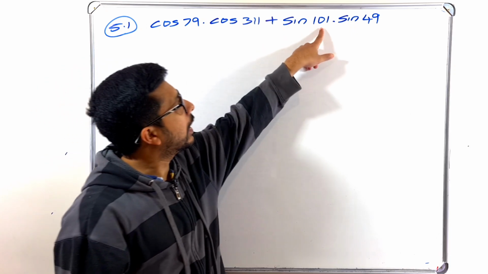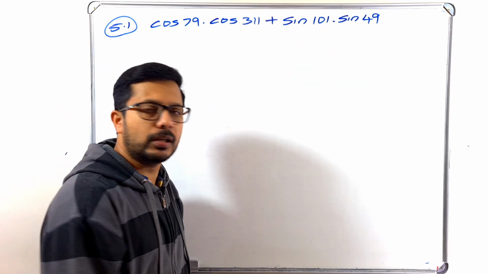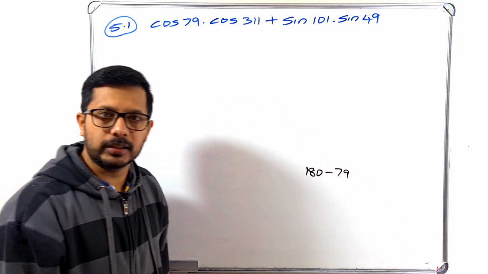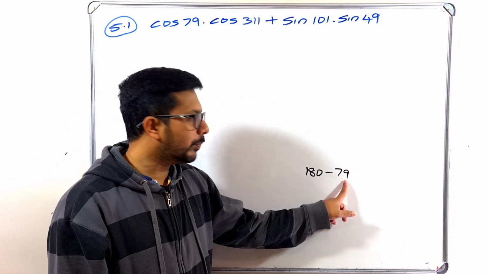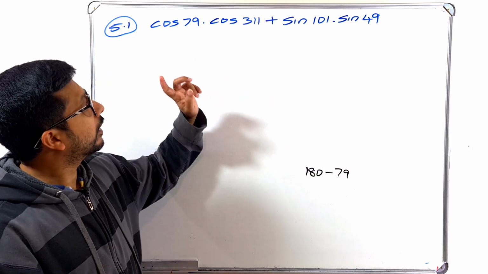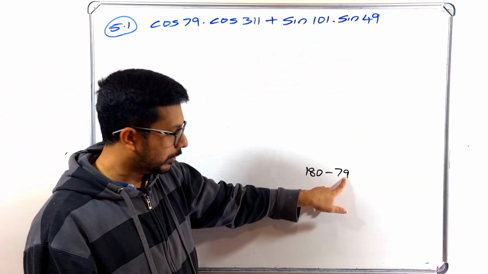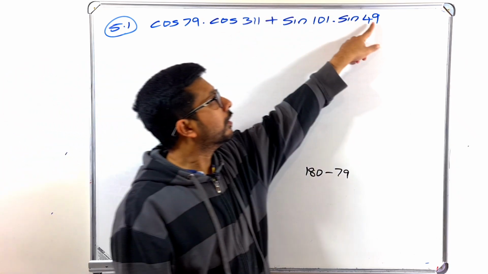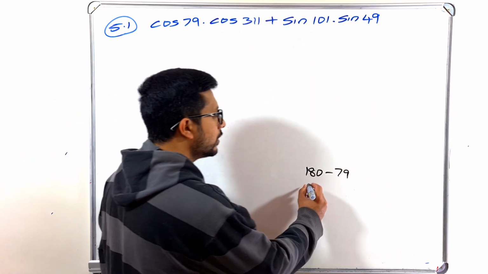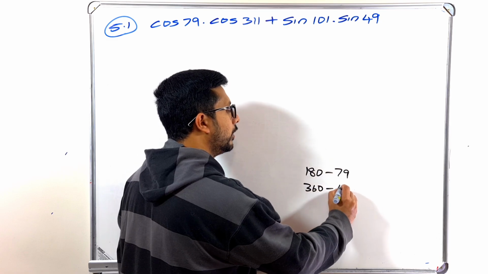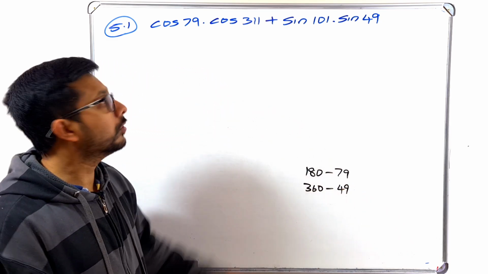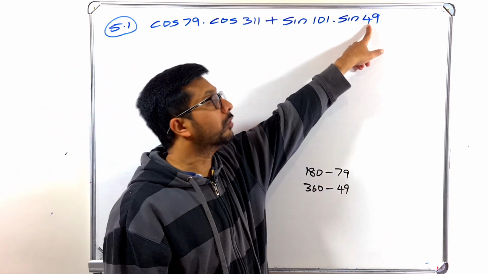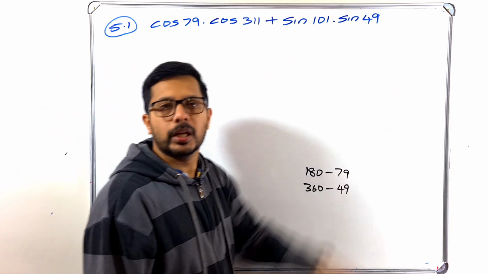Look at this 101. 101 is 180 minus 79. Am I right? Check in your calculator. What is 180 minus 79? That is 101. So there you will get a 79. Here there is a 79. Here it is 311, and here it is 49. What is 360 minus 49? That is also 311. So here you will get a 49, and here there is a 49. Okay, so we can do it like that.